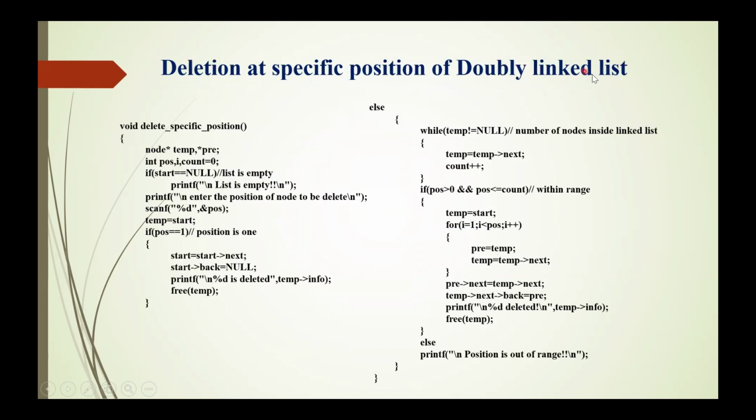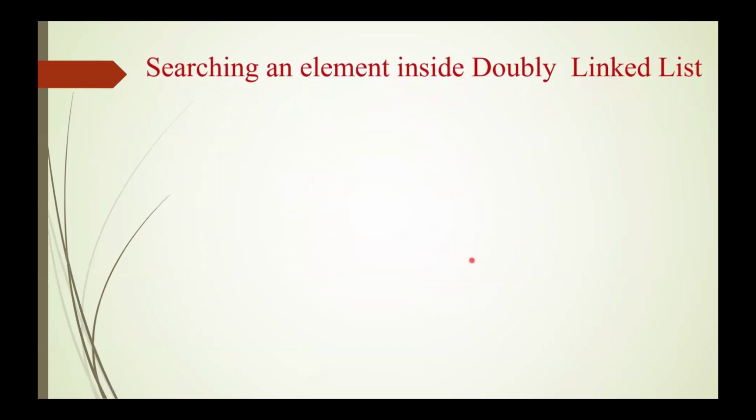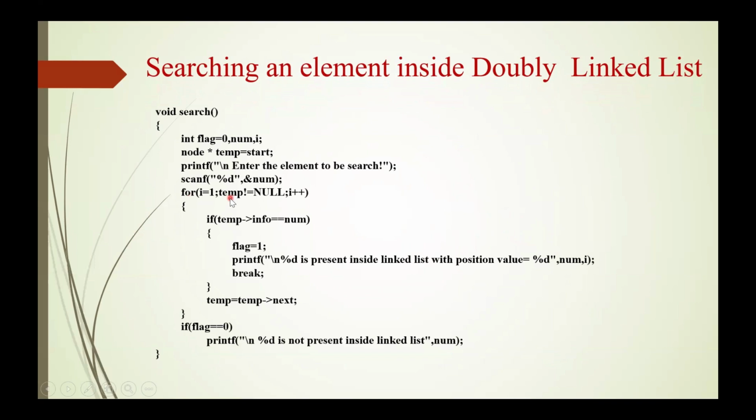But if you go for a specific position, what happens? We have to traverse to the specific position. Position can be 1, 2, 3, 4, 5, or 6. For example, with 10 elements, we can go for the 10th position. At that time, how many times is the for loop executed? 10 times. So the same thing is performed 10 times, and after that only the statements are executed. That's why the order of complexity of deletion at a specific position is order of n. Searching also, we have to traverse from the first node to the last node. That's why here also the time complexity is order of n.